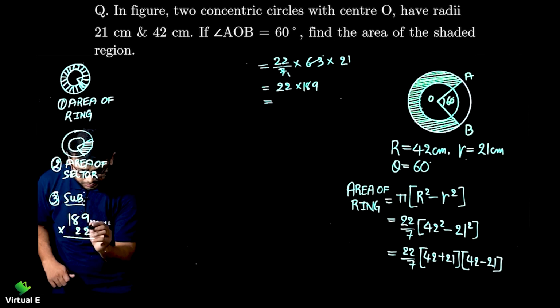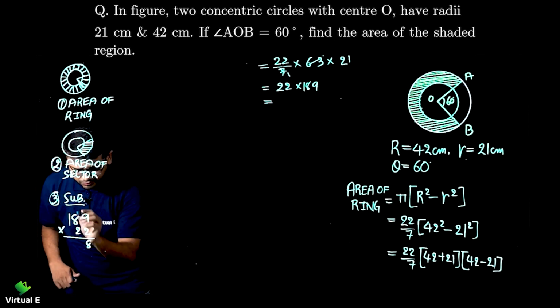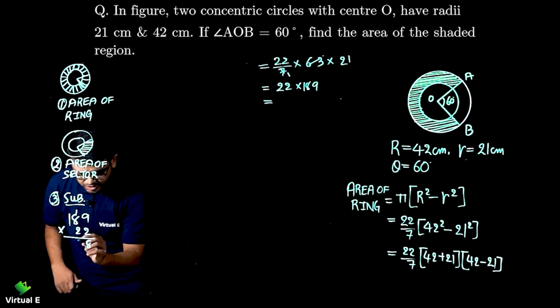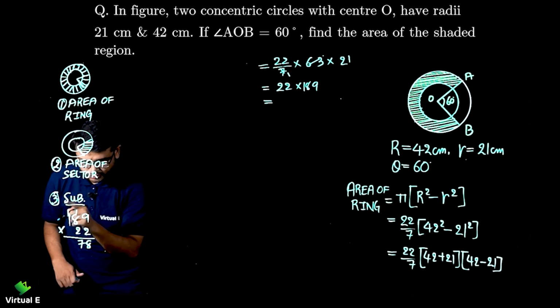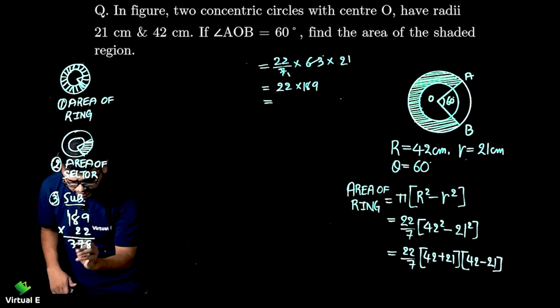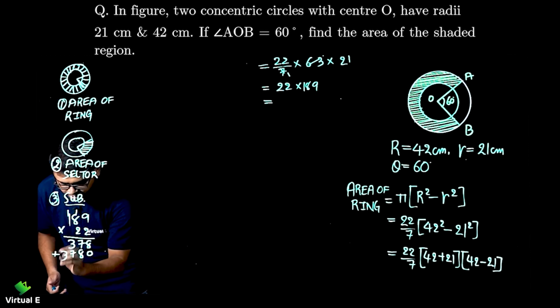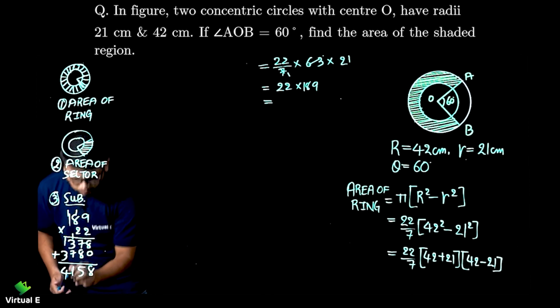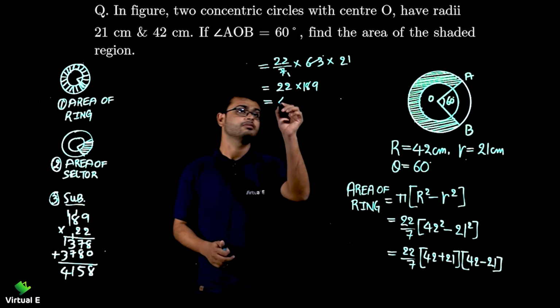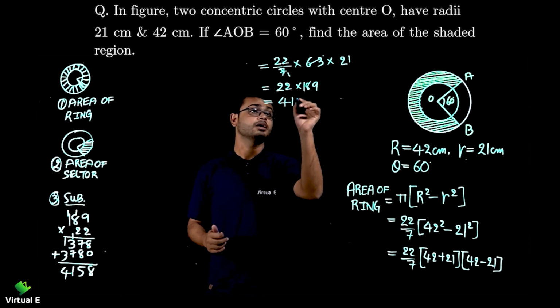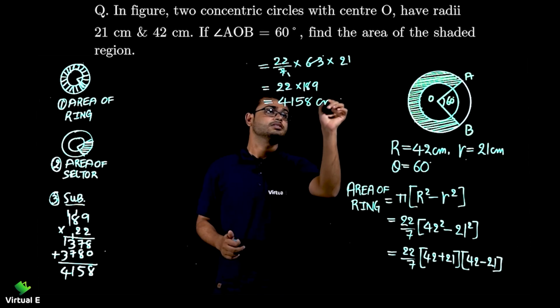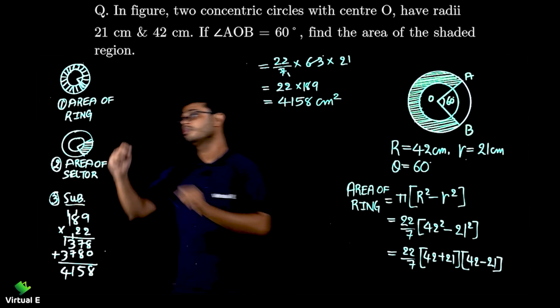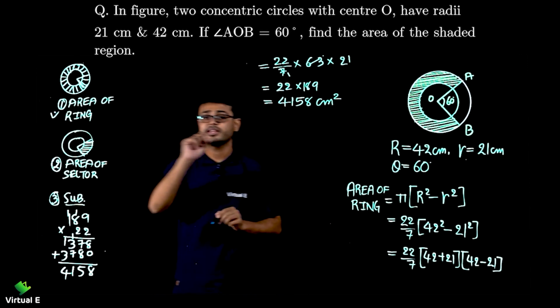So first of all, 2 9s are 18, 1 carry over, 8 2s are 16 plus 1 is 17, and 1 carry over, 2 1s are 2 plus 1 is 3, 0. There is 2 here, so again 8 7 3 plus, so 8, 15, 1 carry over, 11, 1, so 4158, simple. Wow, no fraction. 4158 centimeter square. So my first step is done, area of ring is done.